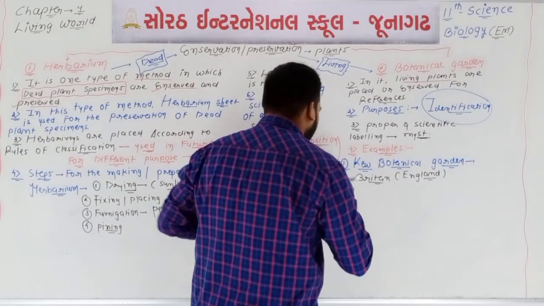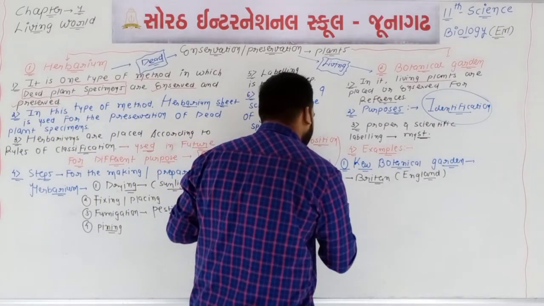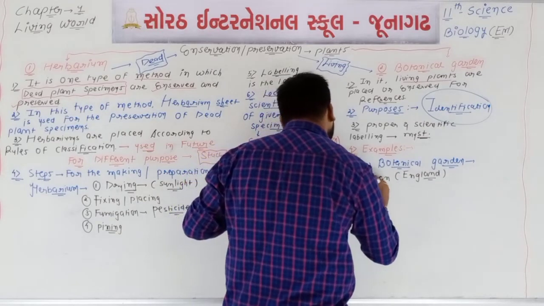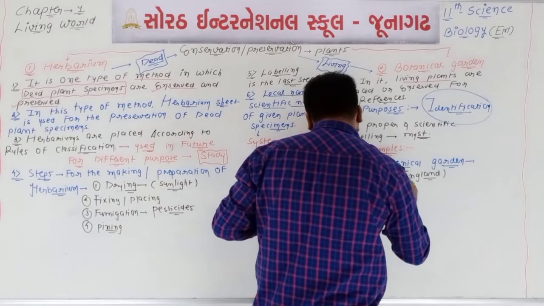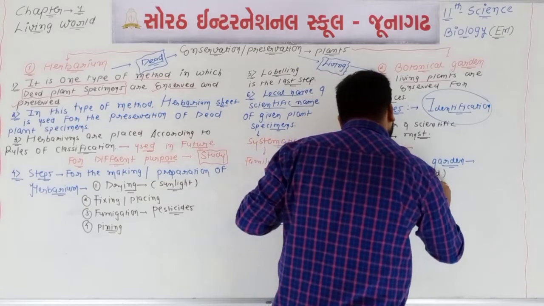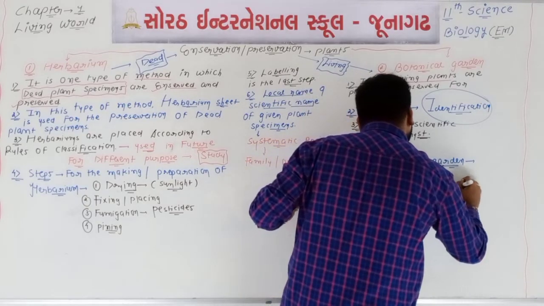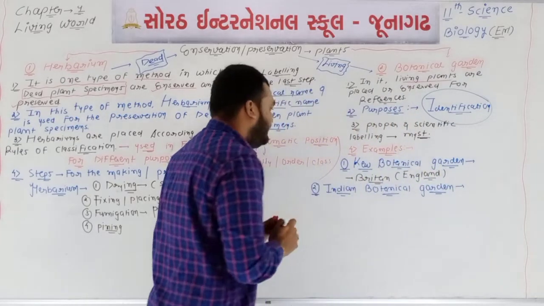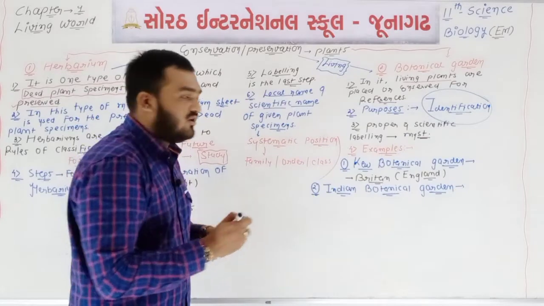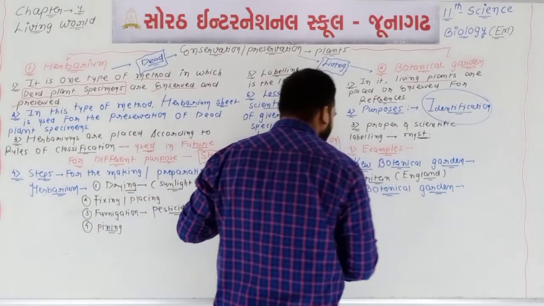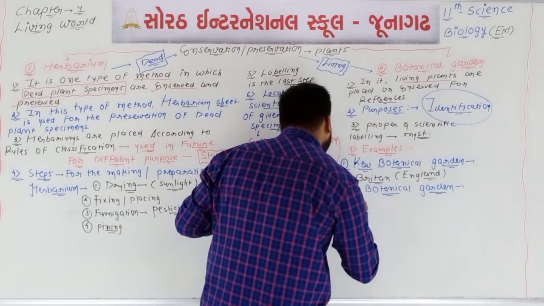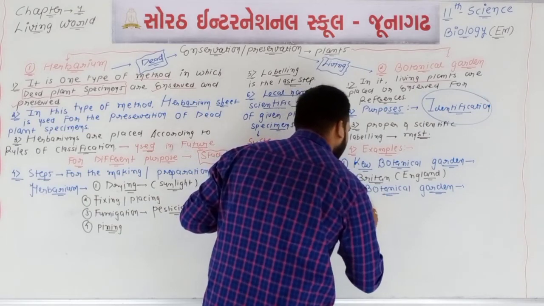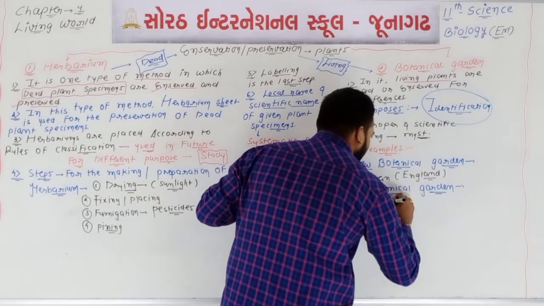Second one, we can say, is the Indian Botanical Garden. Indian Botanical Garden, which is located in which region? It is located in Howrah, in West Bengal in India.